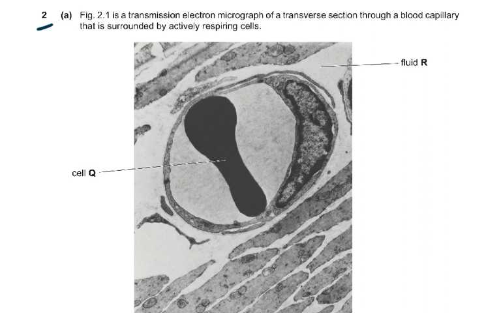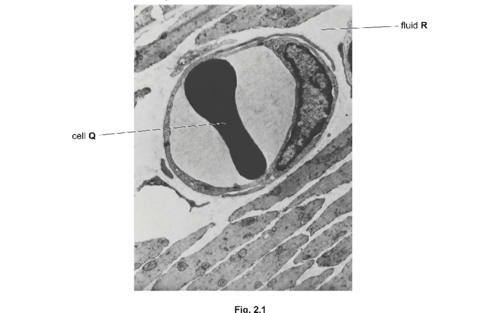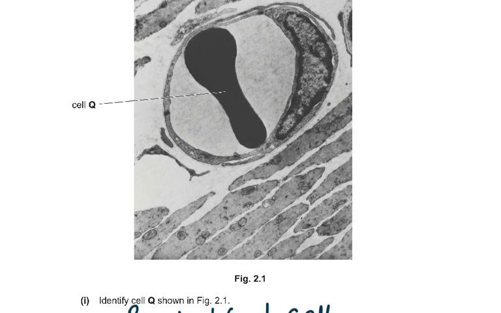Then coming to question number 2a, figure 2.1 is a transmission electron micrograph of a transverse section through a blood capillary that is surrounded by actively respiring cells. So more respiration means more carbon dioxide being produced, more oxygen being taken up. Then it says identify cell Q shown in figure 2.1. If it's a capillary, now look here, this is the thing which you need to notice. This is the wall of the capillary. There's a nucleus, so this must be an endothelial cell. There's a nucleus of the endothelium.